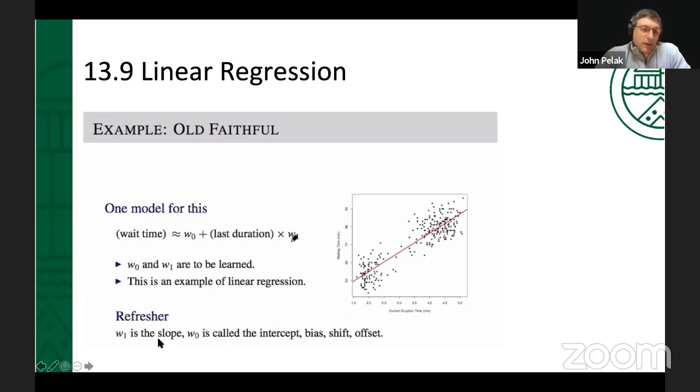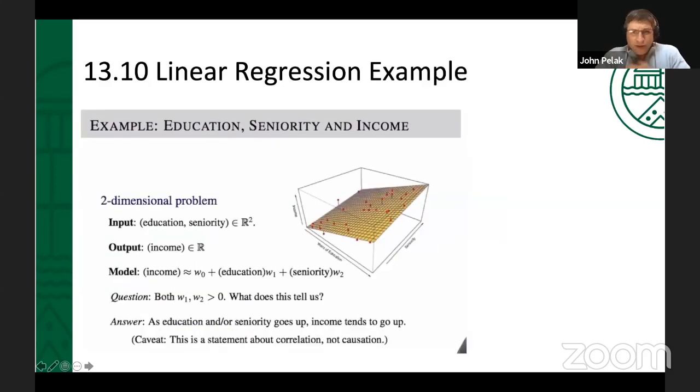So again, remember, the W1 parameter that we're going to learn is the slope. W0 is the intercept, right? Intercept's also known as a bias or a shift or an offset. That's another way to hear that word characterized, and you'll hear that in deep learning as well. But this is a nice simple model. This can be extended beyond just a two-variate case out to an n-variate case. So let's go from a one-dimensional problem where, given an eruption time, we want to predict the wait time, to the next example that we touch upon, which tries to predict income given some measure of education and seniority, right?